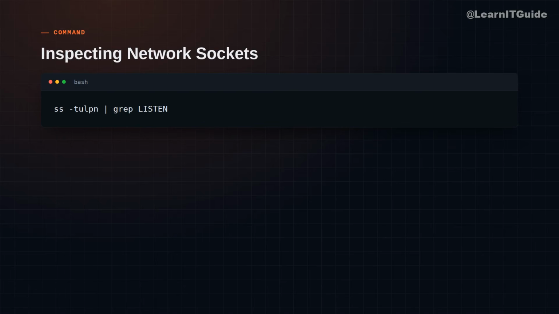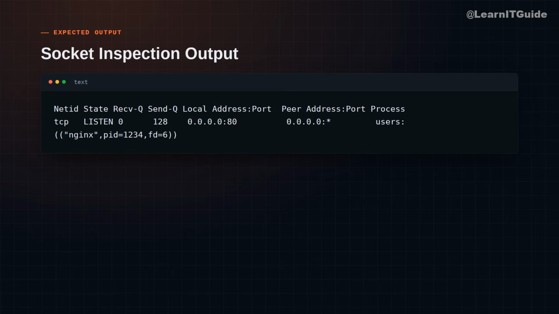When a service fails to start, it is almost always a port conflict. The ss command replaces the older netstat. We use the flags -tulpn to show TCP, UDP, listening sockets, and the process name associated with each. This is exactly what you run when your web server says address already in use. You need to know which process is hogging port 80 or 443. Here, the output confirms Nginx is listening on port 80 with process ID 1234.